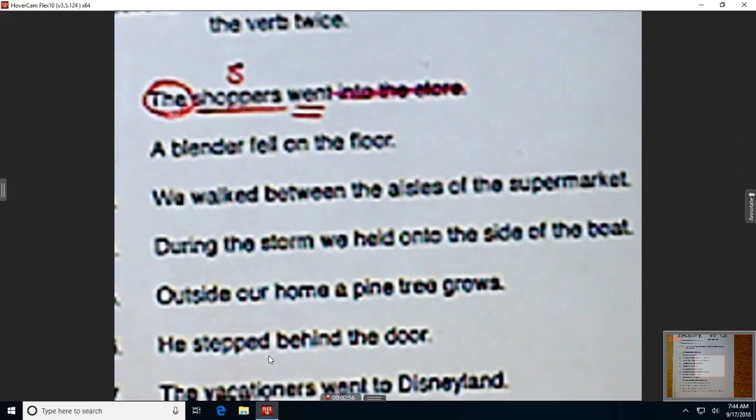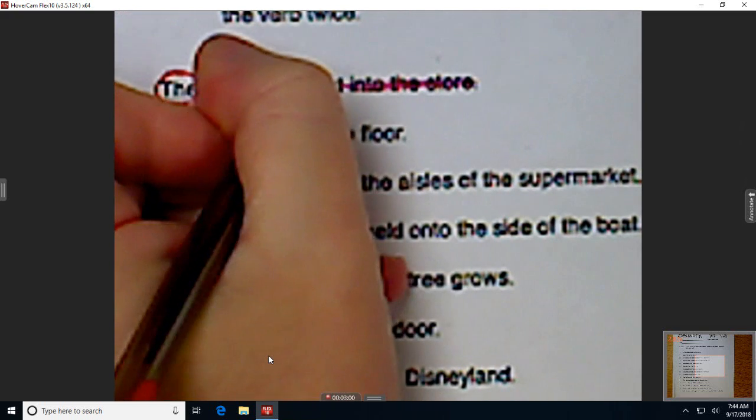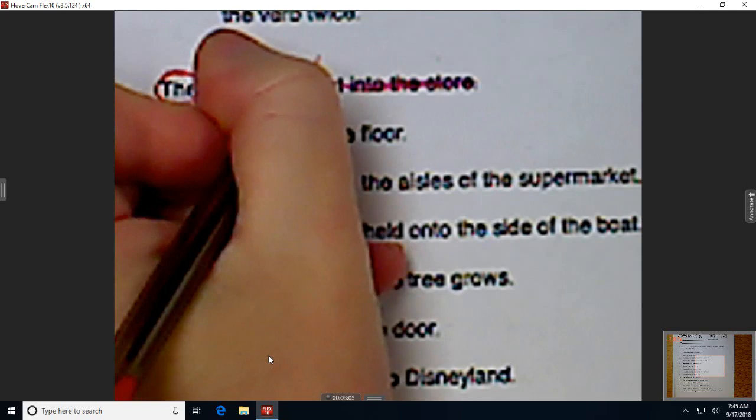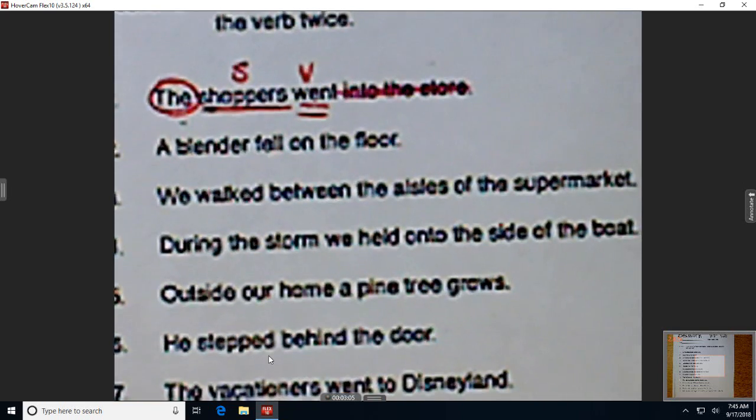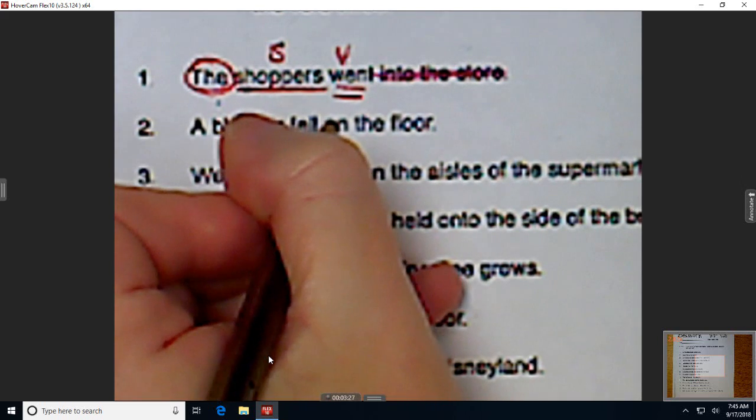So looking at sentence 1, the was an article, shoppers is the subject, went is the verb, into the store is a prepositional phrase. Your sentence should look exactly like mine. Okay, number 2, a blender fell on the floor. What is my preposition in number 2? Paris. On is my preposition. My prepositional phrase is on the floor.